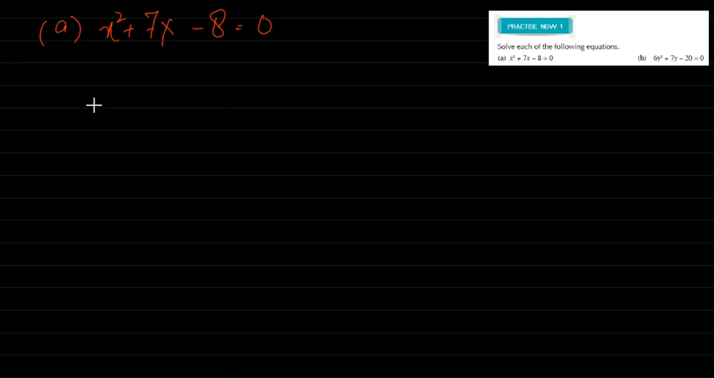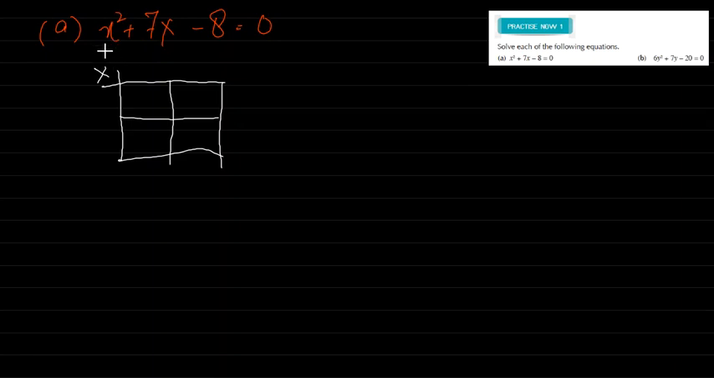Now what exactly is multiplication frame? We have to make a table, this table. Now see what I am doing. I am making a table of 4 boxes, right? So the highest degree variable is x square.